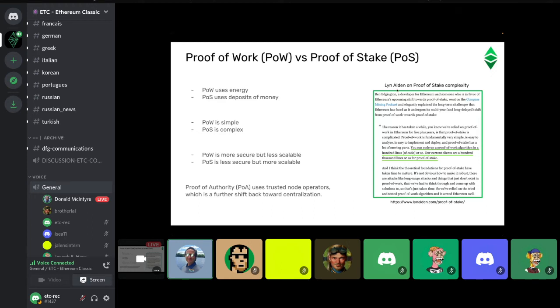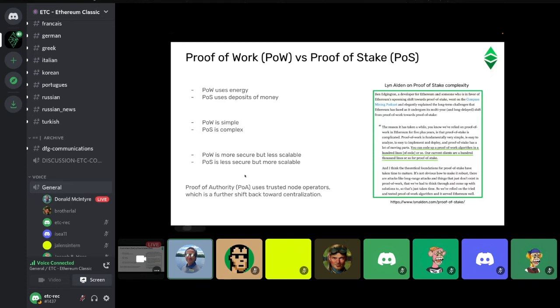Lynn Alden, you can Google this. She wrote an article a few days ago about proof of stake complexity, and she has this citation there where she cites Ben Edgington, a developer of Ethereum who is working on the proof of stake clients. He said you can code up a proof of work algorithm in 100 lines of code. Our current clients, which are proof of stake, are 100,000 lines or so. 100,000 lines. Imagine all the complexity and all the bugs and all the problems that can be hidden there that we don't know about. So that's another reason why proof of stake must be more complex, more insecure.